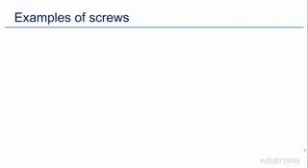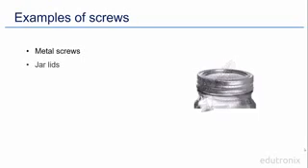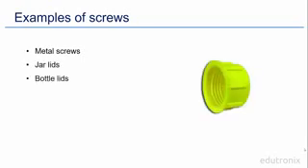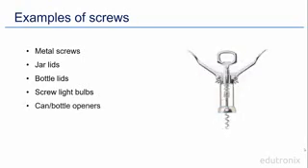Let's look at a few examples of screw systems. We have the normal metal screws that are used to hold two objects together. We have jar lids that have threads around them. We have bottle lids such as the plastic caps on water bottles. We have screw bulbs that have threads to hold a screw bulb in place. We also have bottle openers which have a special form of screw.